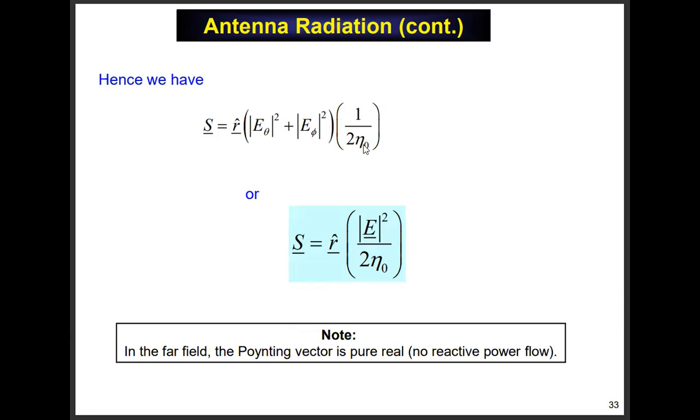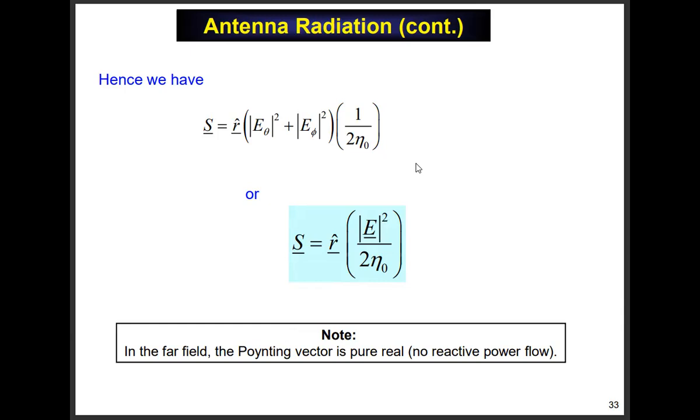Now in air, eta 0 is a real number. It's about 377 ohms, right? So notice in the far field, the pointing vector is purely real, just like a plane wave going in the z direction. We already talked about that, same thing. So out in the far field, there's only watts per square meter flowing. There's no VARs flowing far away from any antenna.